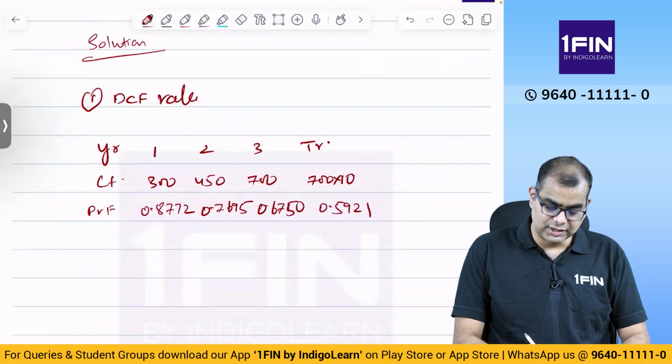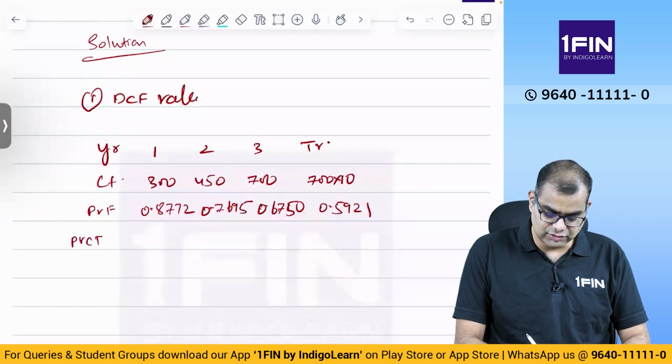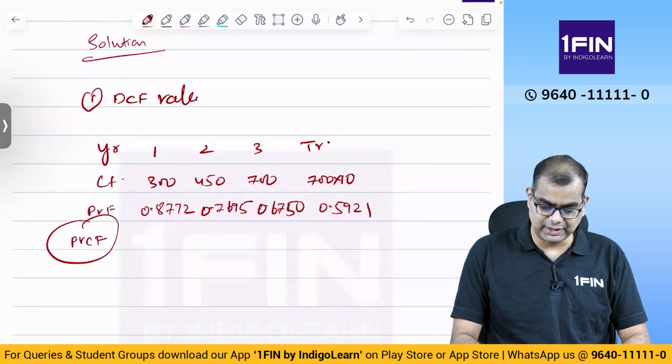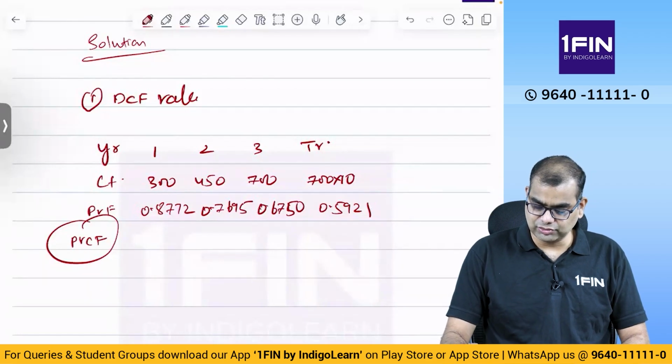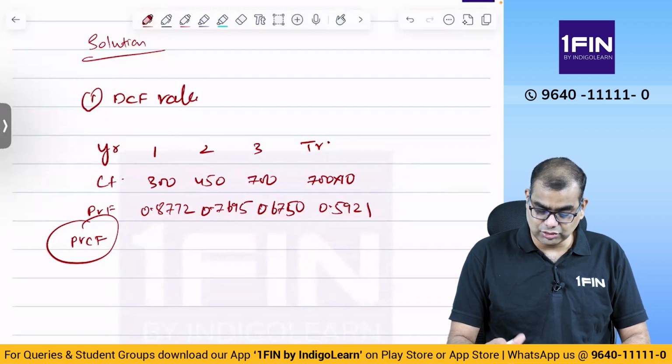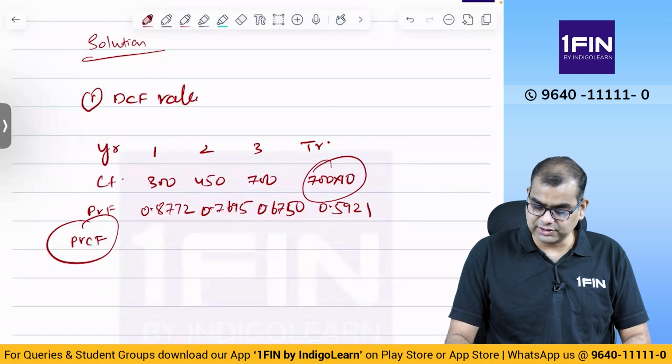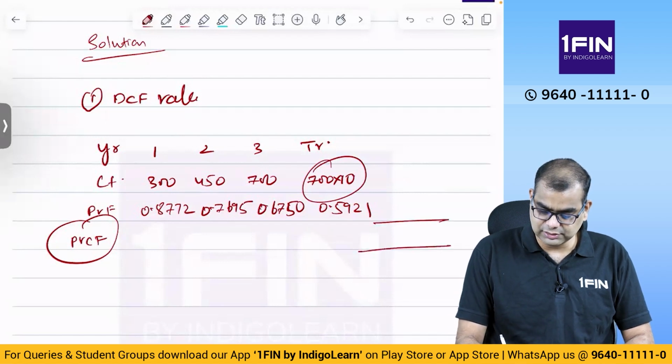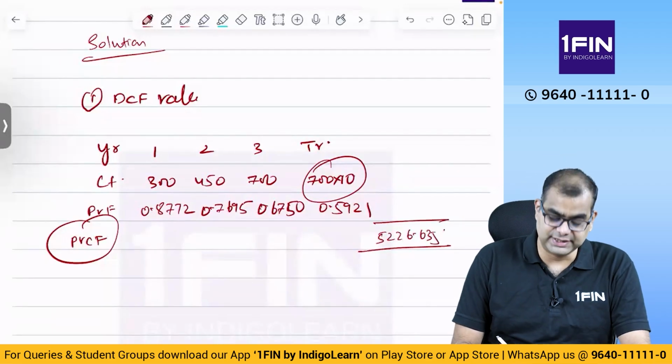0.5921. Okay, so what is the present value of all these cash flows? You would simply multiply 0.8772 into 300 plus 0.7695 into 450 plus 0.6750 into 700 plus 0.5921 into 700 into 10, which is 7000. Adding them up, you get 5226.635. Okay, this is the DCF value.